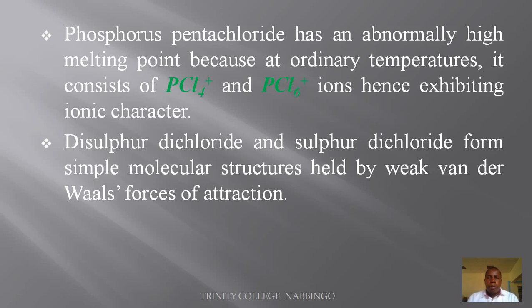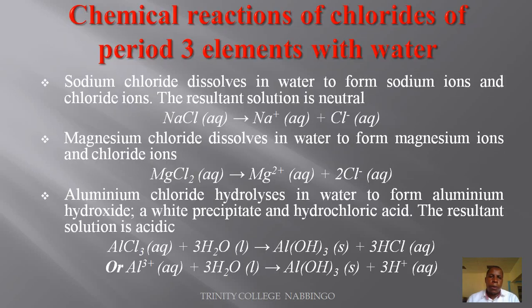Disulfur dichloride and sulfur dichloride form simple molecular structures held by weak van der Waals forces of attraction. Van der Waals forces of attraction are weaker forces of attraction compared to the conventional covalent bonds and the ionic bonds. So like we have said, the two factors which affect the strength of van der Waals forces of attraction are bond polarity and what we are calling the molecular weight. So for that reason, you will see that there is a tendency for the melting point to decrease as we move from the left to the right of the periodic table through period 3.